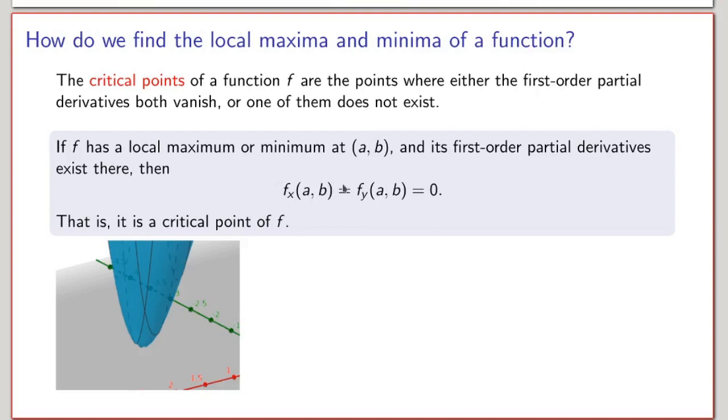If we look at the partial derivative with respect to x, for example, the key is to define a new function of one variable, g(x), which is obtained from f by keeping y equal to b fixed.